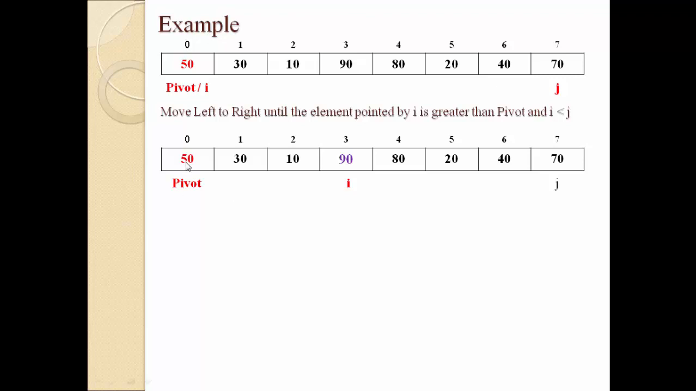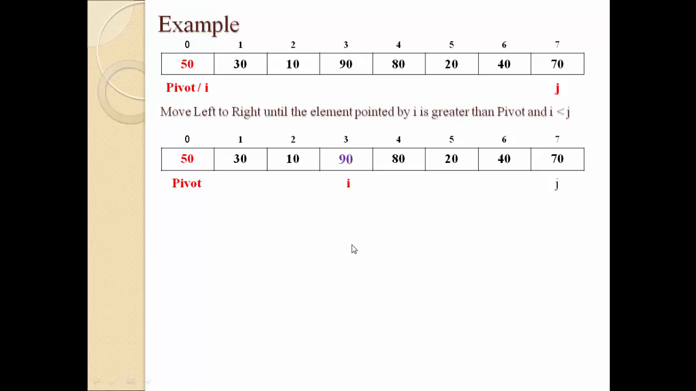So when we move from left to right, our first element is 30. 30 is not larger than the pivot element. 10 is not larger than the pivot element, but 90 is larger than the pivot element. So here we have to stop, and the value of i is equal to 3, and the value at that index is 90.